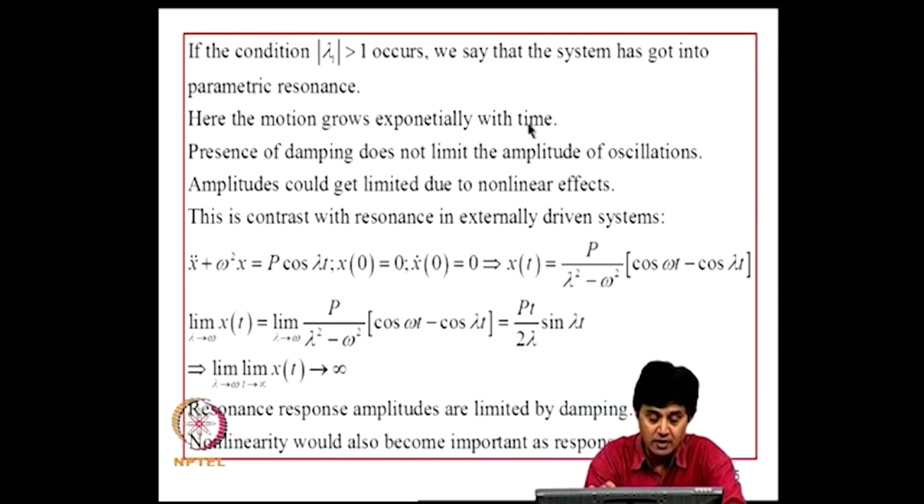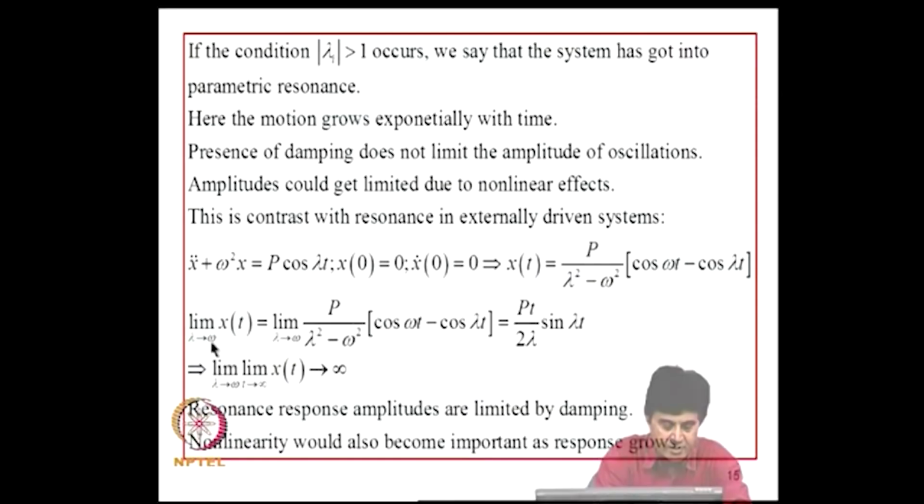Recall how a harmonically driven single degree of freedom system gets into resonance. If you consider x double dot plus omega squared x equal to p cos lambda t with, say, 0 initial conditions, you can show that the solution is given by this. Now, as lambda tends to omega, we get the solution as pt by 2 lambda sin lambda t. So as lambda goes to omega and t tends to infinity, x of t goes to infinity, and the growth is linear in time. This is when external excitation creates resonance in the system, but if the system gets into parametric resonance, the growth is exponential.